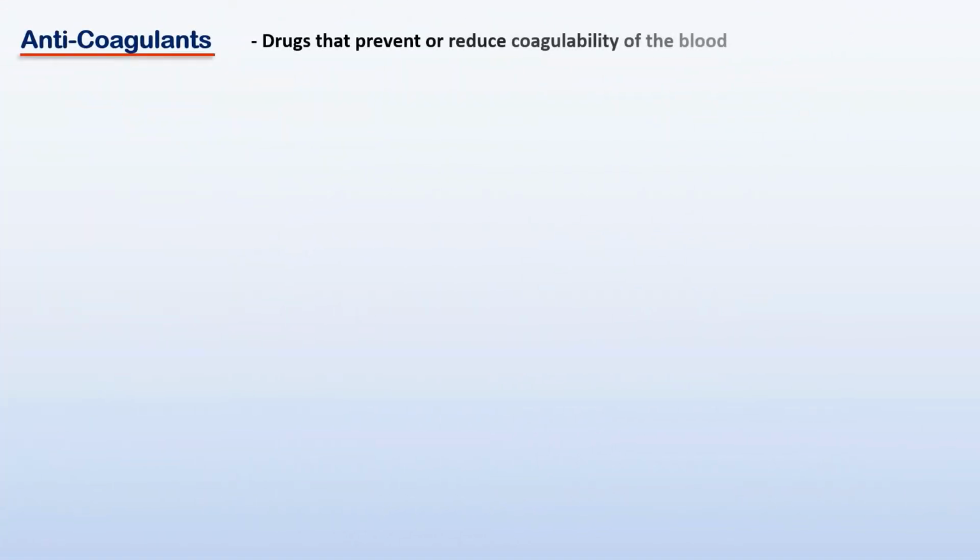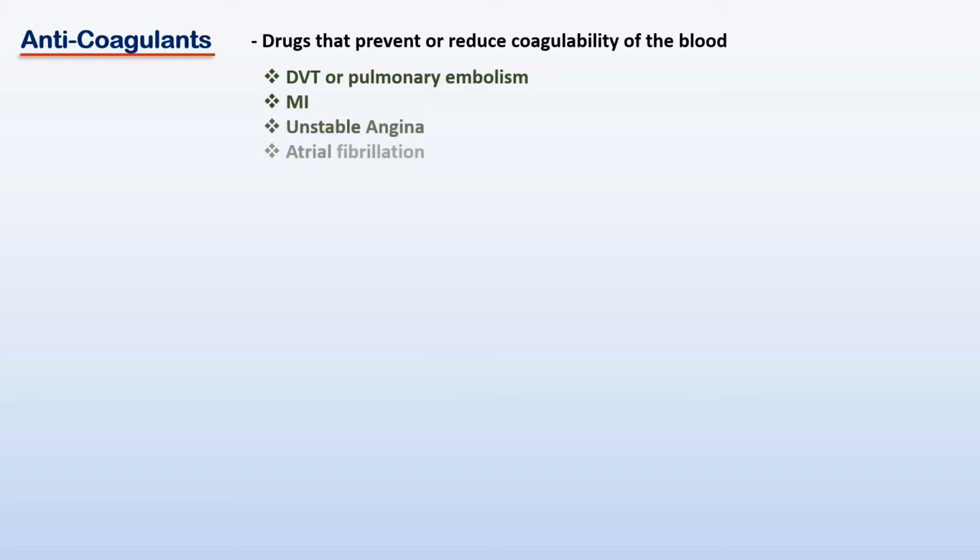Anticoagulants are the agents that prevent or reduce the coagulability of blood, but they cannot break the clot once it's formed. So they can only be used as preventive measures. The main uses of these anticoagulants are in deep vein thrombosis or pulmonary embolism, myocardial infarction to prevent recurrent attack of MI and stroke, in unstable angina to reduce MI occurrence, in dialysis, cardiac bypass surgery, disseminated intravascular coagulation, and in prosthetic heart valve to decrease thromboembolism.